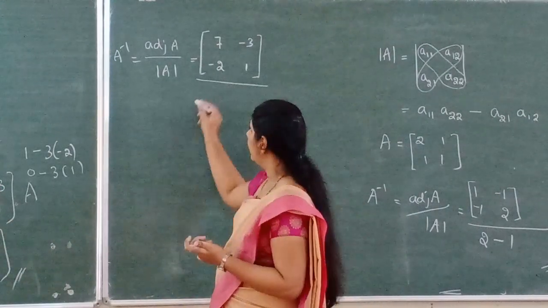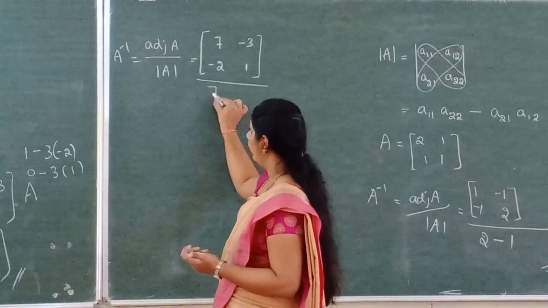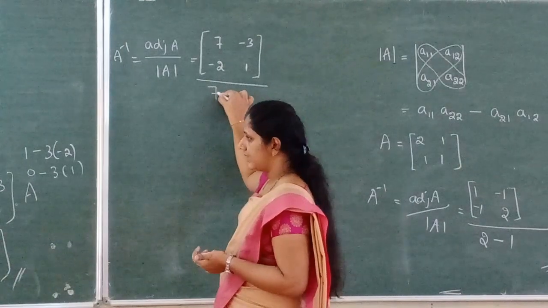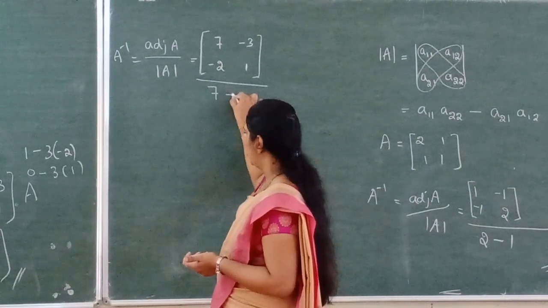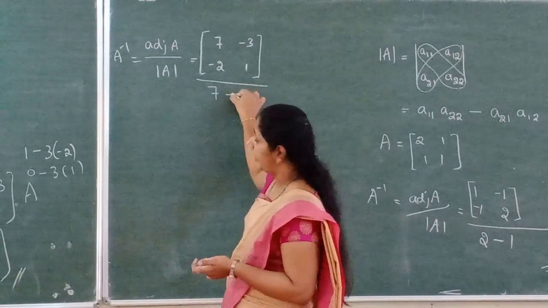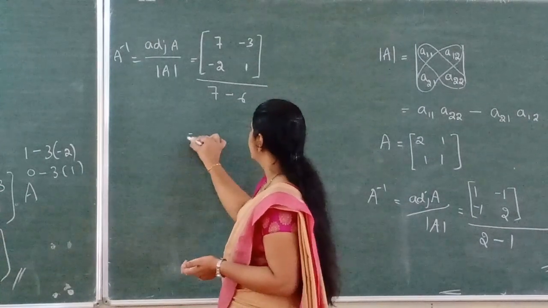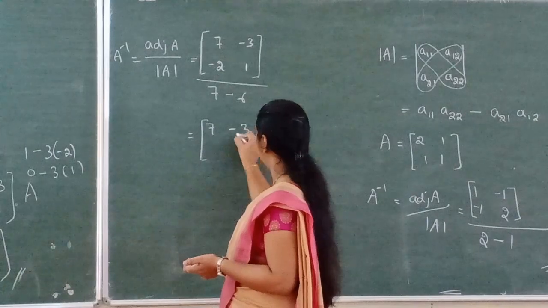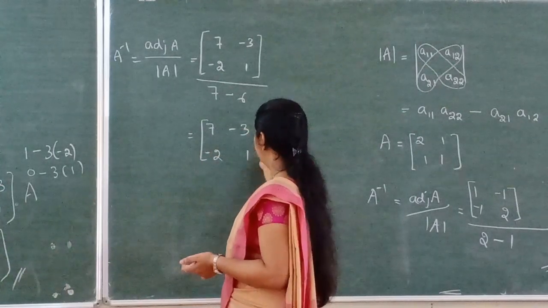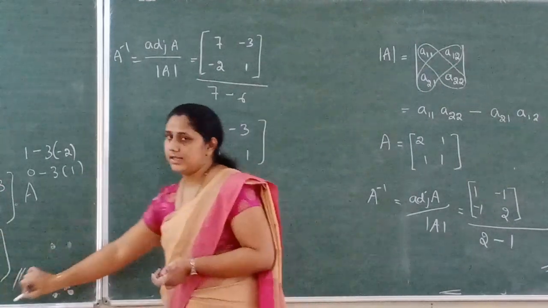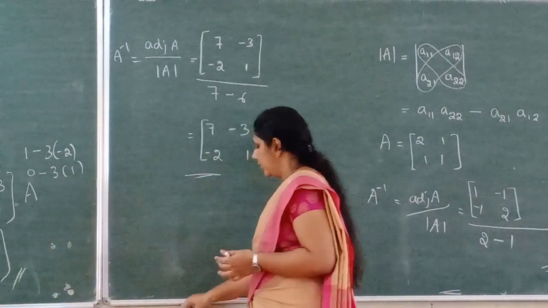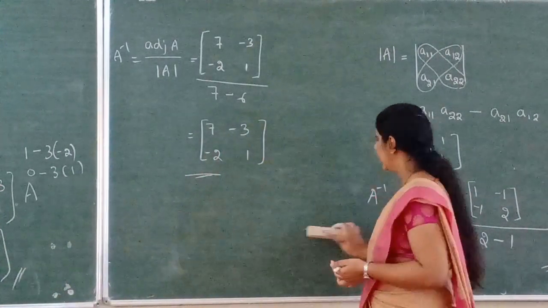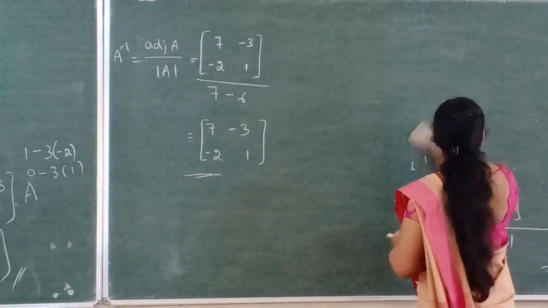So determinant A is the product of the diagonal, 1 into 7, 7, minus the product of the non-diagonal, that is 2 into 3, 6. So 7 minus 6, 1. So A inverse is 7, minus 3, minus 2, 1. So this A inverse and this A inverse are the same. So the answer is correct.